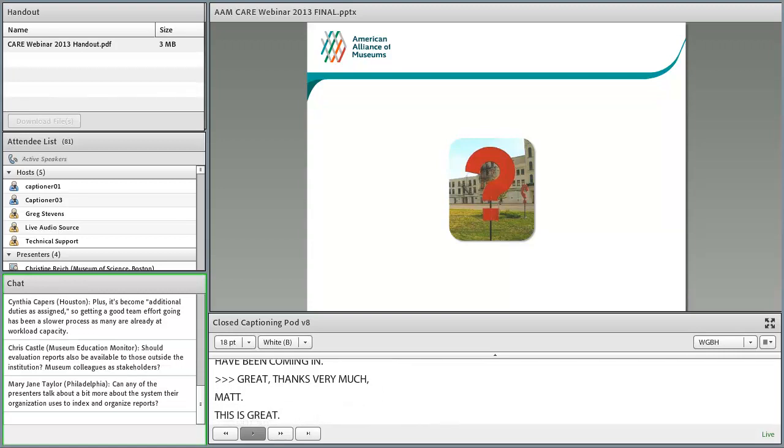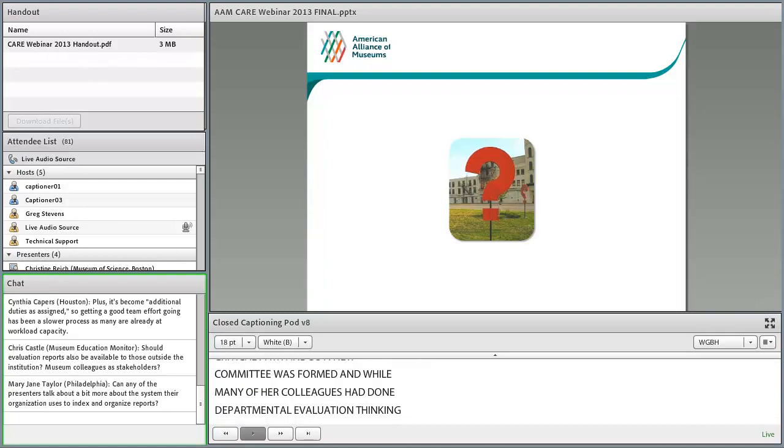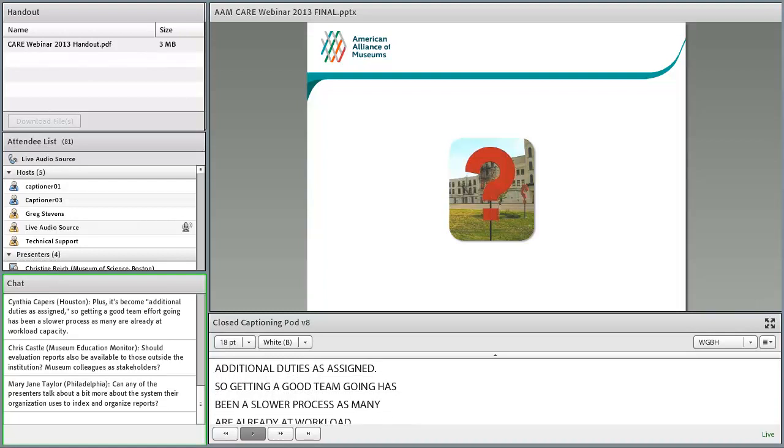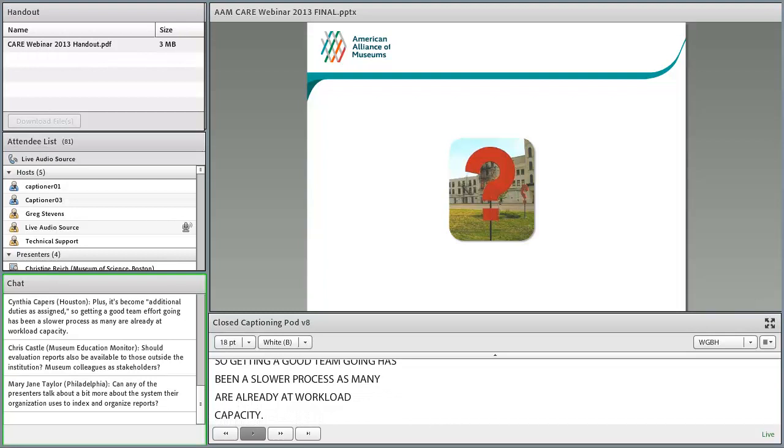This is Greg. I wanted to respond to a comment that our colleague Cynthia in the audience made about their strategic plan at their institution made evaluation a critical path, and so a new committee was formed. And while many of her colleagues had done departmental evaluation, thinking about it more institutionally has been a bit of a focus. They feel a little new to it. Plus, it's become what she calls additional duties as assigned. So getting a good team going has been a slower process, as many are already at workload capacity. I wonder if Matt, you, or any of our other presenters have any thoughts about Cynthia's comment.